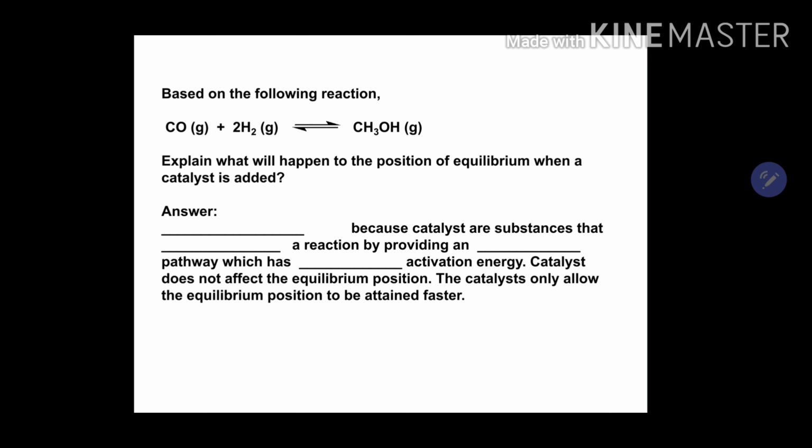Based on the following reaction, explain what will happen to the position of equilibrium when a catalyst is added. The answer: no change to the equilibrium, because catalysts are only substances that speed up the reaction by providing an alternative pathway which has lower activation energy. So a catalyst does not affect the equilibrium position. The catalyst only allows the equilibrium position to be attained faster.